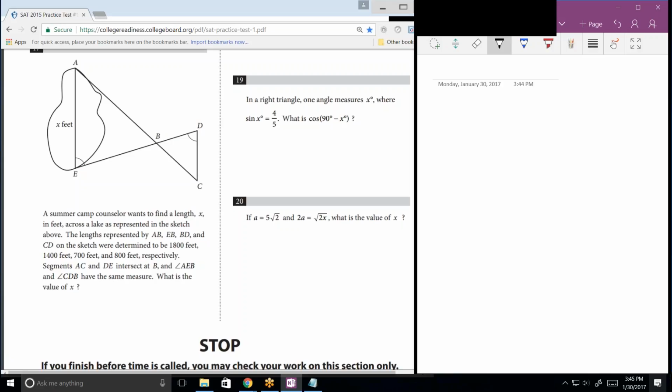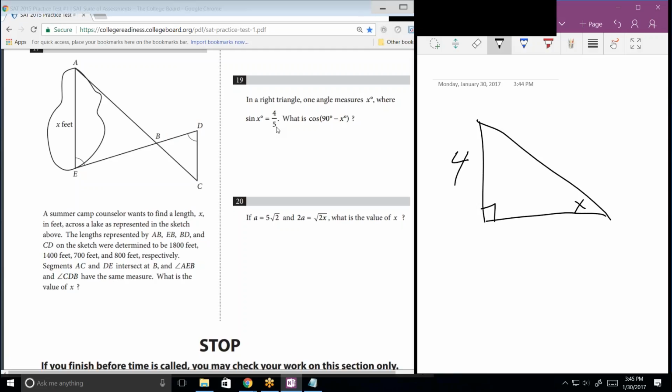Let me show you how to do this. Draw a triangle, always a right triangle, and label X. They've told you that the sine of X is 4 over 5. Dimension this triangle as much as possible. So that's 4, that's 5.